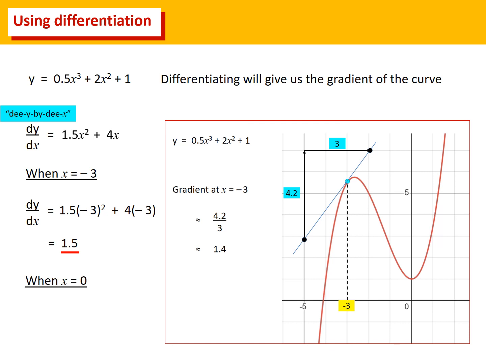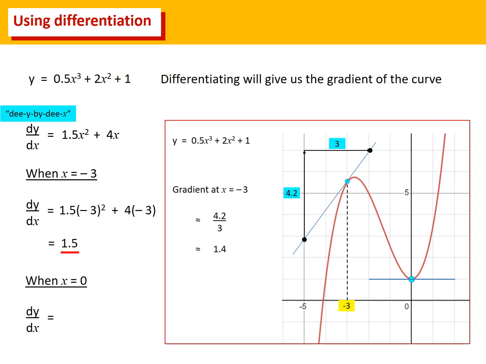Now what about when x equals 0? If we look on the actual curve, and I'll put the dot here at x equals 0, down here, and if I draw the tangent to that curve, i.e. the line that just touches the curve, I get a perfectly horizontal line. Now the gradient of a horizontal line is 0. So the diagram is suggesting to us that the gradient of this curve, where x is 0, is going to be 0. Well, let's see.